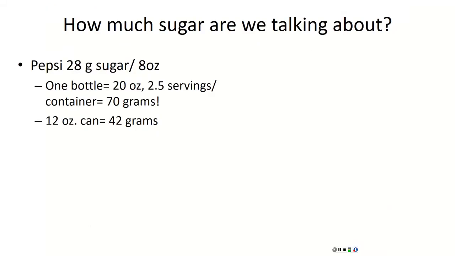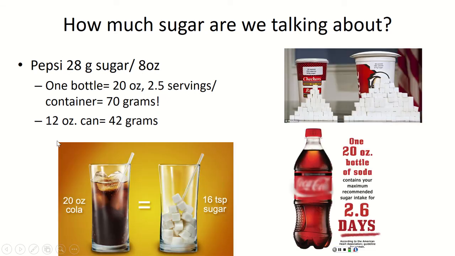So I want to talk to you guys for a minute about how much sugar we're talking about, especially when we think about things like sodas. So when we think about an 8-ounce container of Pepsi, which they don't even make anymore, that has 28 grams of sugar. A 12-ounce can, which you sometimes see, will have 42 grams. But the one that we see more often than not, this one, a 20-ounce bottle, 70 grams of sugar. Okay, 70 grams. So how much is that? We're going to do this calculation for you in a second. One 20-ounce bottle of soda contains your maximum recommended sugar intake for 2.6 days. That's a ton. Look at all this sugar here.